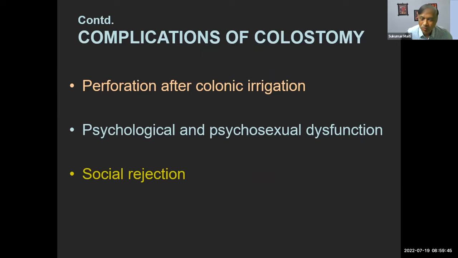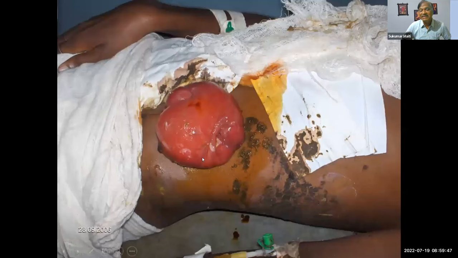So this is the initial edema which can occur, but that will disappear within a few days. So you should not be much worried about this edema. Usually this edema may cause temporary obstruction of the stoma, but it will disappear. In the initial part, you may have to introduce a lubricated catheter, a simple rubber catheter, to reduce the edema so that the flatus may come out.